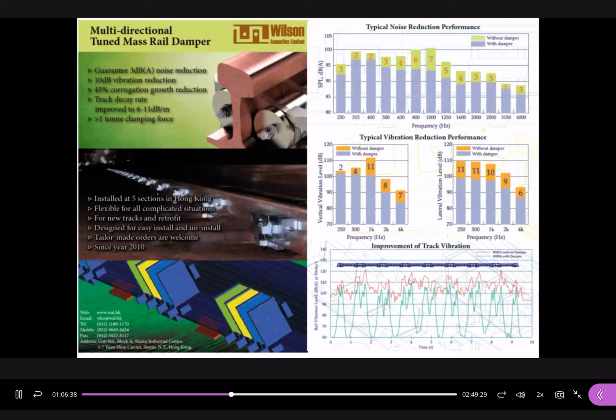When we install dampers on the track for testing, you can see that the red line is the original result, and the green line is when we apply these dampers. You can reduce 3 to 4 dB under 800 hertz. This is one of the advantages of using wheel dampers.